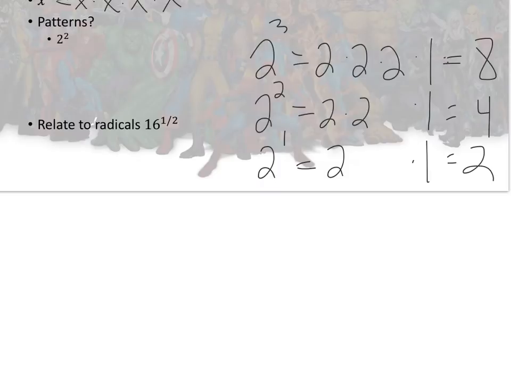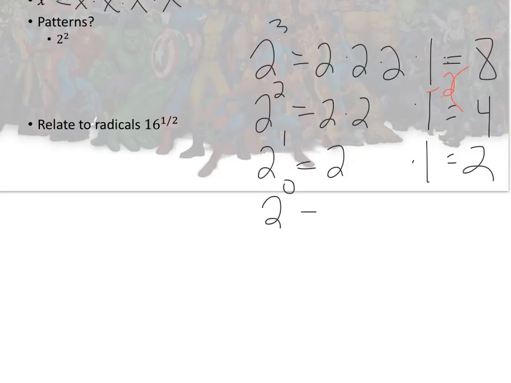Now, I want you to look at something before we continue, because what we're going to look at next is 2 to the 0 power. Notice this pattern we have here: 3, 2, 1, 0. Exponents decreasing. What happens with our answer? 8, 4, 2. Each time we are dividing by 2. 8 divided by 2 is 4. 4 divided by 2 is 2. We're actually dividing by whatever the base is. So it's just 2 this time because I chose 2 as my base. But we'd be dividing by whatever the base is.